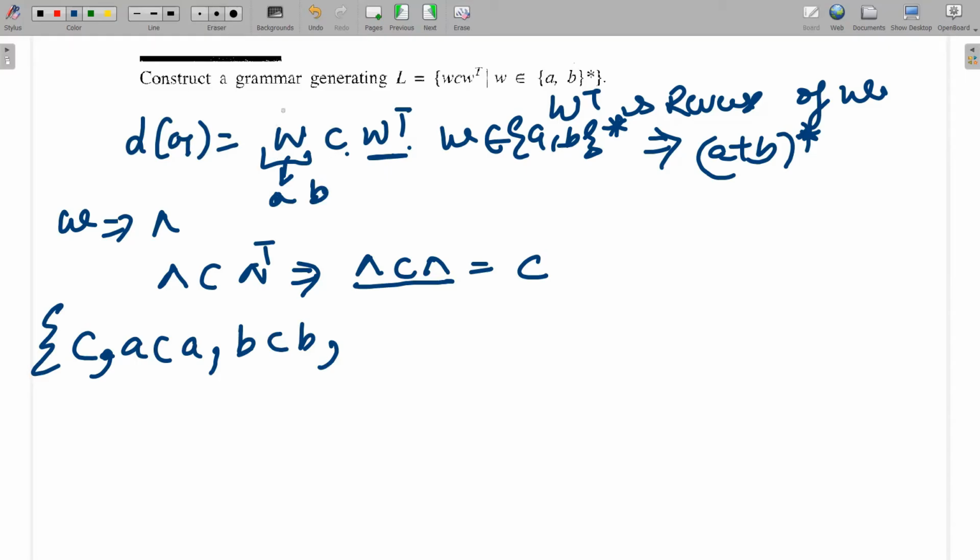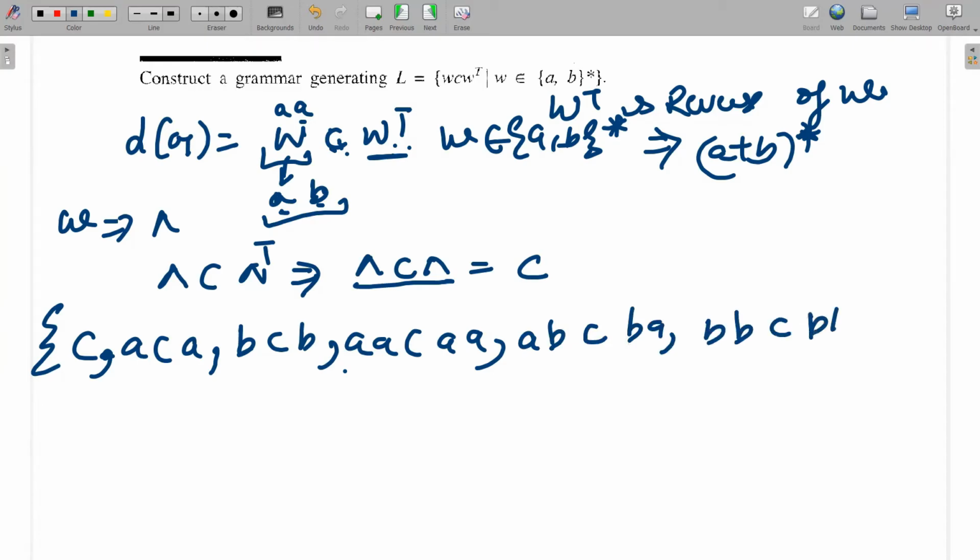You put double A over here: double A, C, and the reverse of double A is double A only, so it will be AAC AA. You can put AB over here: AB C, and what is the reverse of AB? BA. So you'll get ABCBA. Similarly, you get BBCBB, and BACAB. So you are getting this particular result.